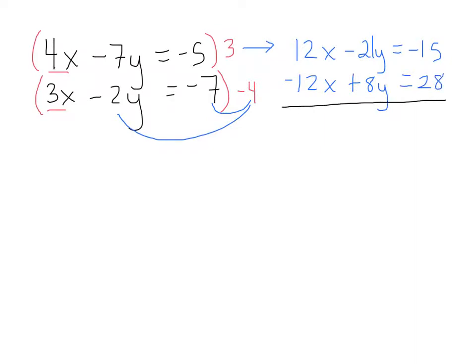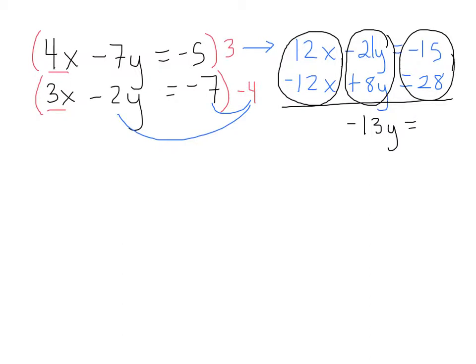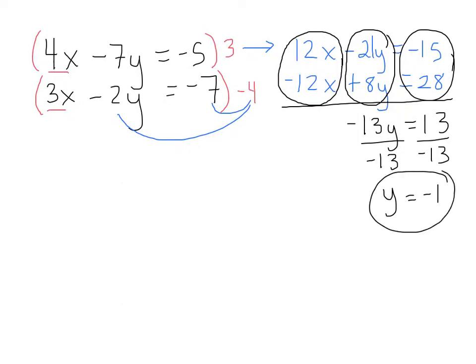Now if you look, if I want to do elimination, I can now add up 12x and -12x, and they eliminate the x, don't they? Because that'll give me 0x. Now -21 plus 8y is negative what? 13y. And 28 plus -15 is 13. And so I'll divide by -13 on both sides. And so y equals what? -1.